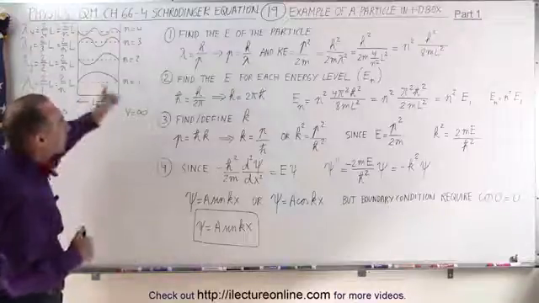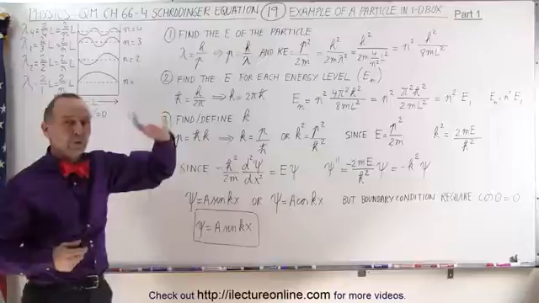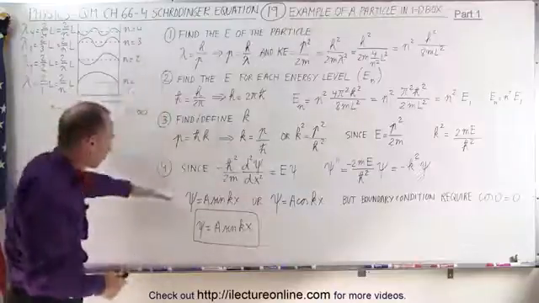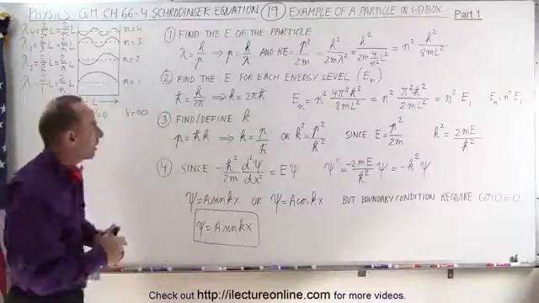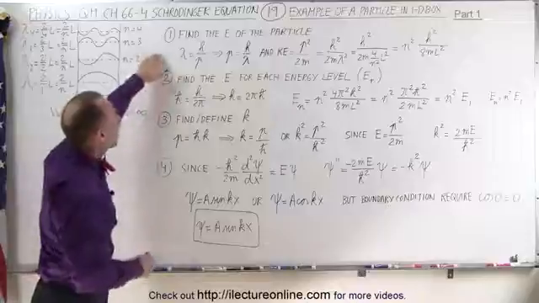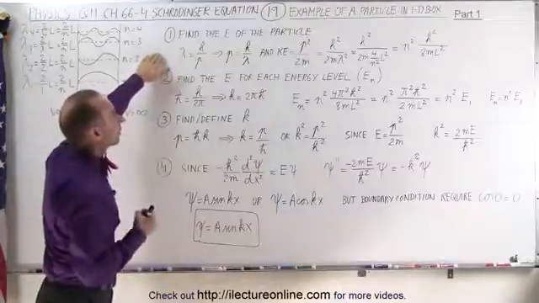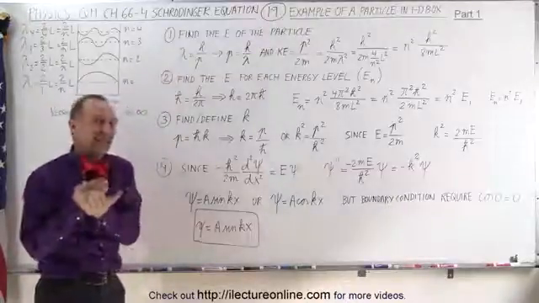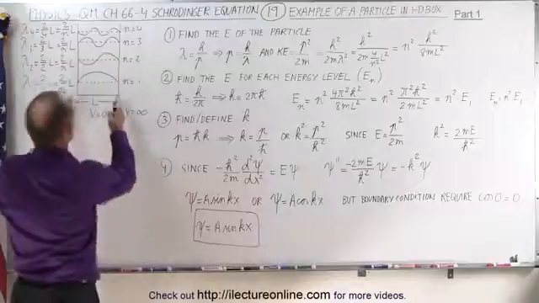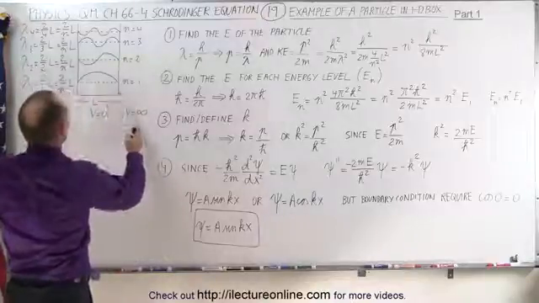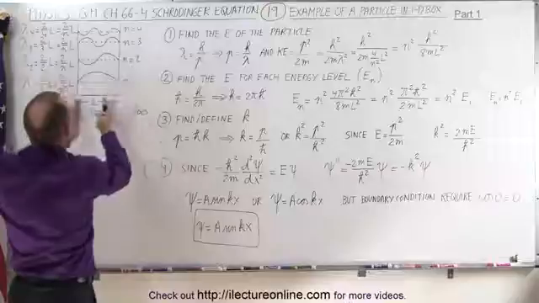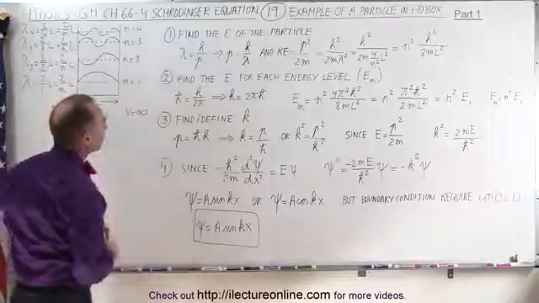Now to find the energy of the particle, we have to go through our 6 steps, and I only have room for 4 on the board. We'll do the last 2 on the next video. On the first step, we're trying to find the energy of the particle. And remember, there's only kinetic energy here because there's no potential energy inside the box. The potential energy is infinite outside the box and 0 inside the box.